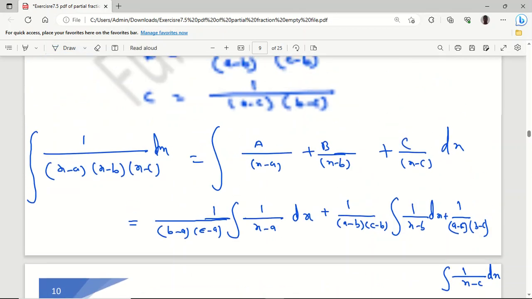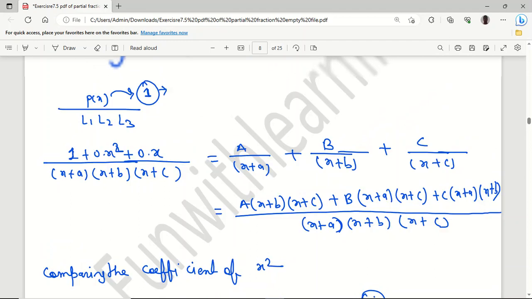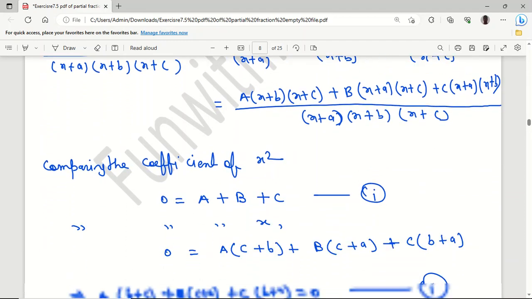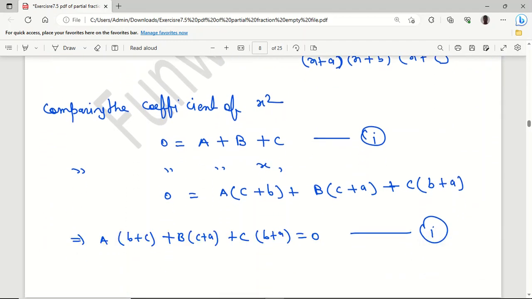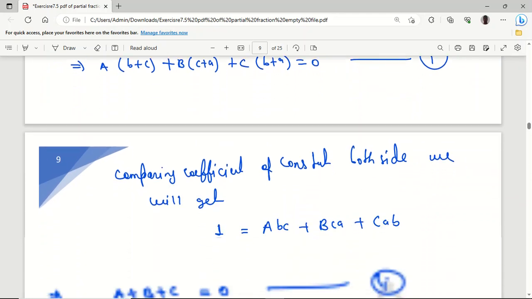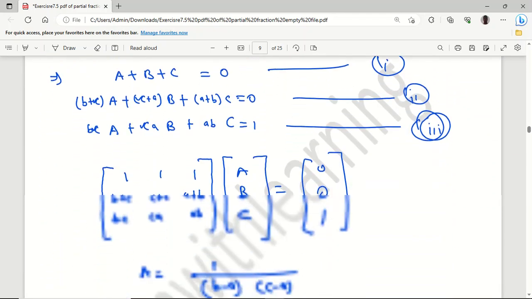So here I have covered two questions today for partial fractions, and in the next video I will try to solve all the questions of NCERT of chapter 7.5.